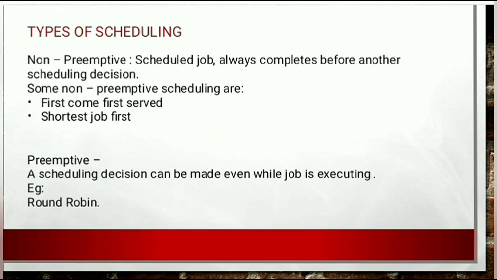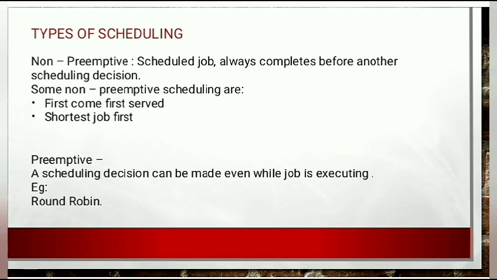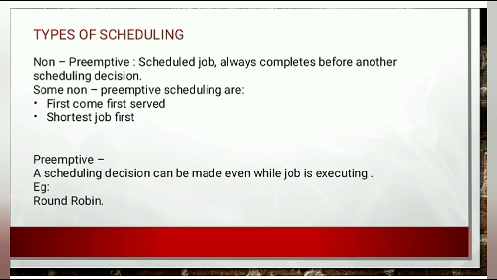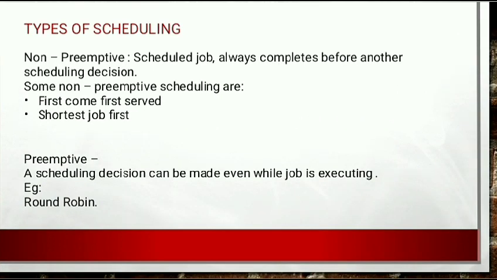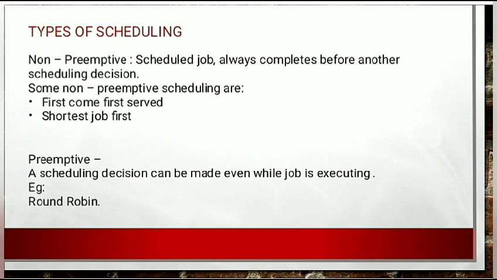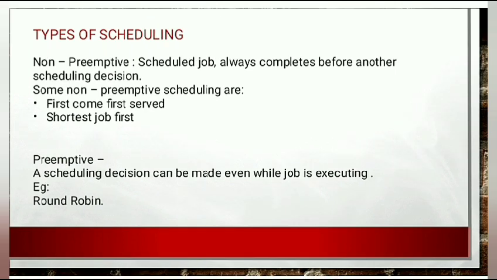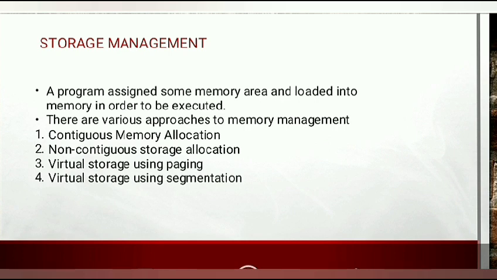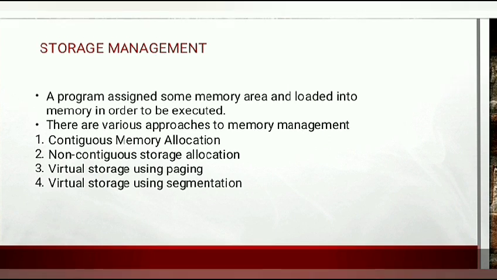Now let's move to types of scheduling. We have two types. One is non-preemptive and the other one is preemptive. In non-preemptive, a scheduled job always completes before another scheduling decision. Examples are first come first serve as well as shortest job first. While in preemptive scheduling, a scheduling decision can be made even while a job is executing. Example, round robin.